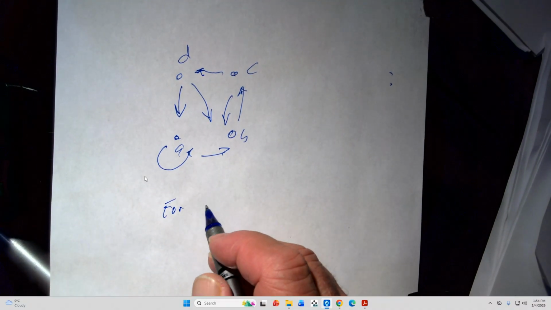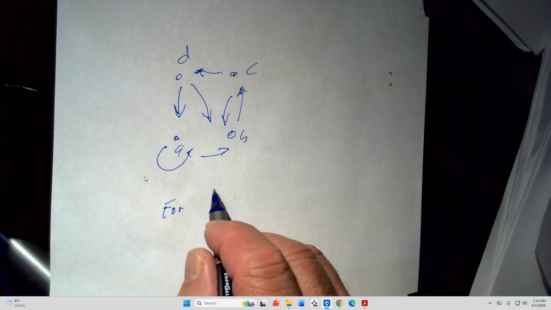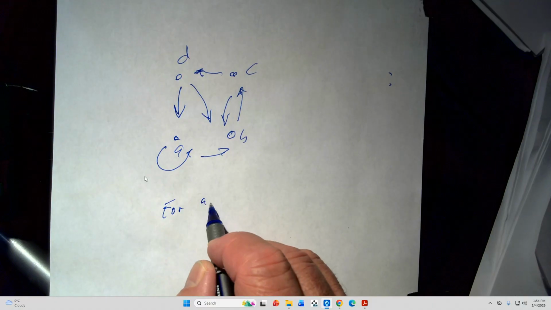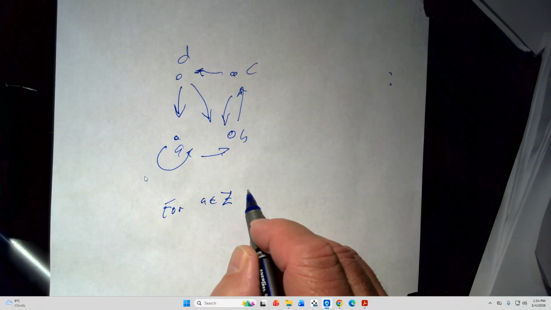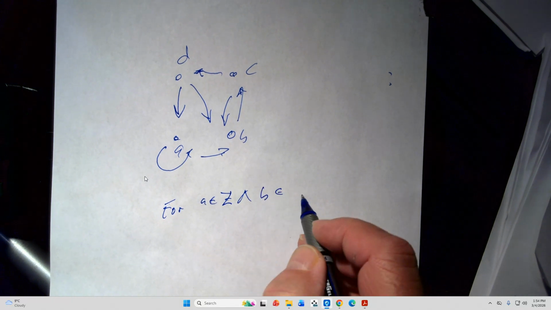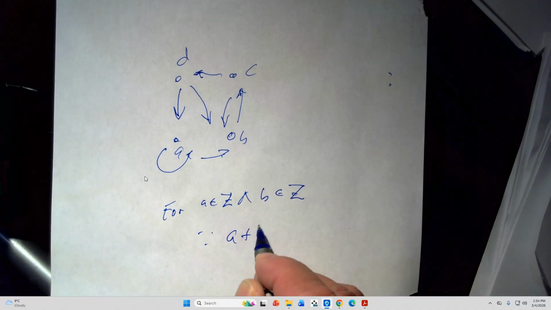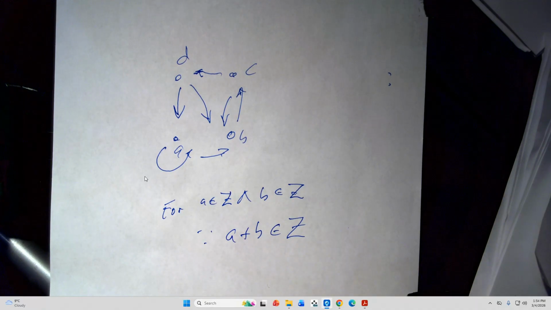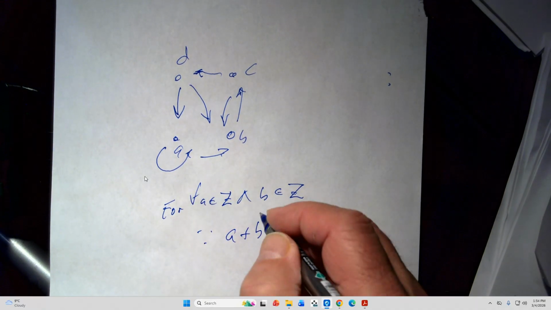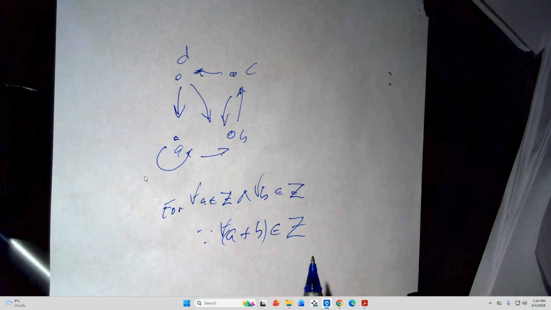Integers are closed under addition. So for an integer a in the set of integers and b an element of the set of integers, then a plus b is in the set of integers. That's addition being closed. If I put "for all," that would be more proper. And for all of these actions, they're in Z. So closed means it's in there.